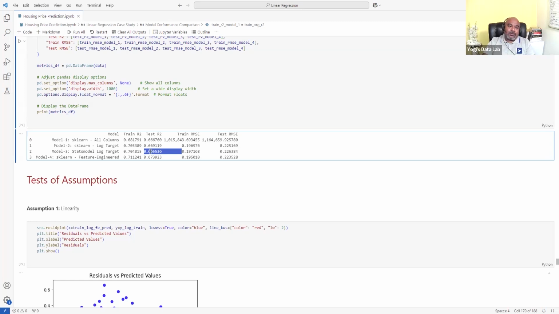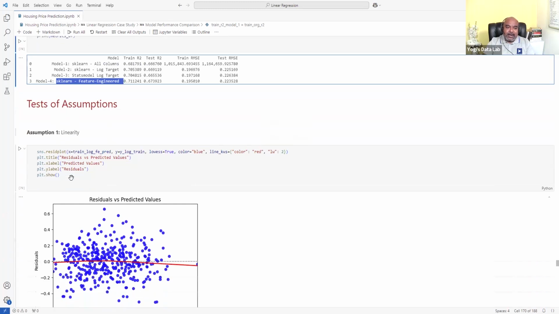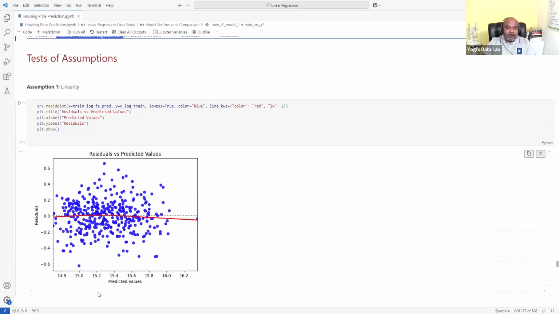Since we have built all the models and we are ready with my linear regression, now I'll go ahead and test the assumptions. So we are going to go with the fourth model, which is this one, the Scikit-learn feature engineered model. And we are going to check for all the assumptions of linear regression. So let's see. I'm doing the first test, which is the linearity test. For the linearity test, we go with the predicted values with my target variable. As we discussed in the theory, it should be horizontal and parallel to the x-axis.